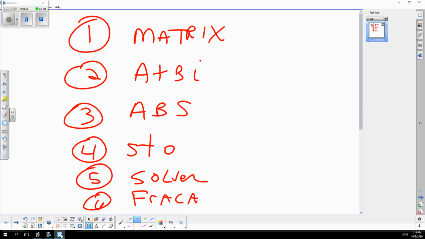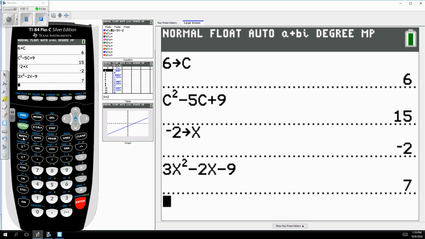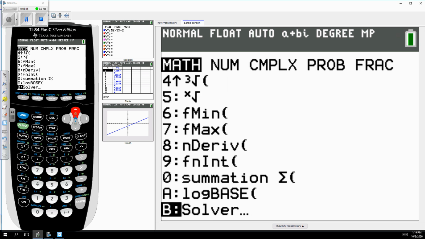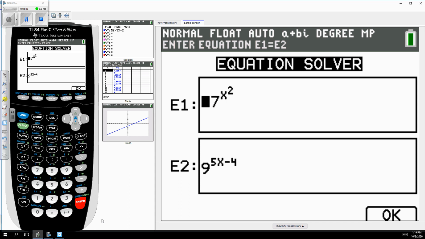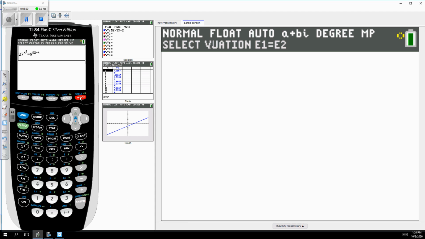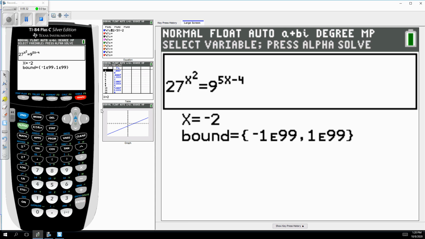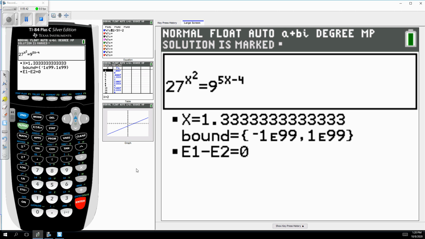Number 5, equation solver. Equation solver is really nice. You hit math and go last, solver. And as you can see, I've already entered one in my class. That's 27x squared, and then this is the right side. And you just hit OK. Then you actually hit F5 again, but I have to go alpha solve. And it gives you the x value.